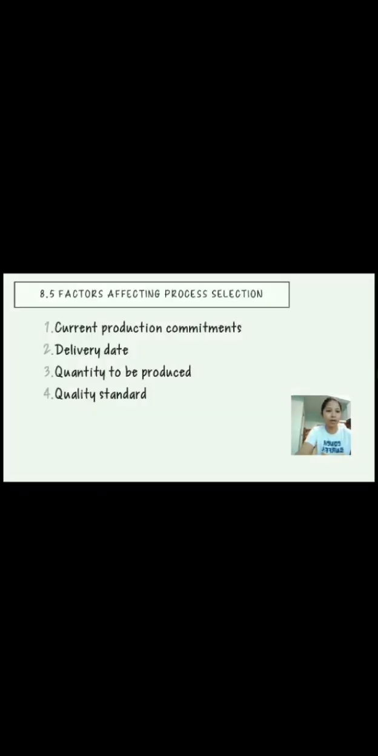Factors affecting process selection. First is current production commitment. Current production commitments are agreements to deliver a certain quantity of a product within a specific time frame. So it involves committing resources and planning to meet the production targets agreed. Next is delivery date, which is the deadline or expected time by which the product or service will be delivered to the customer.